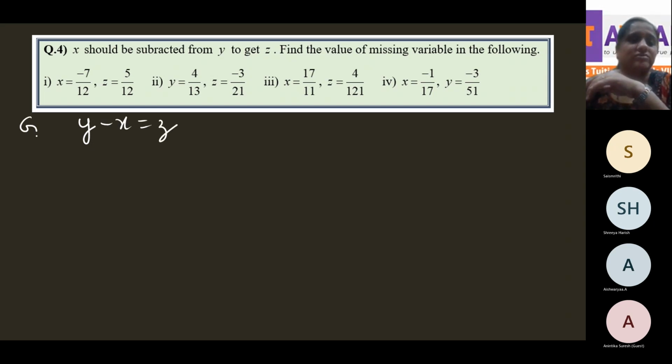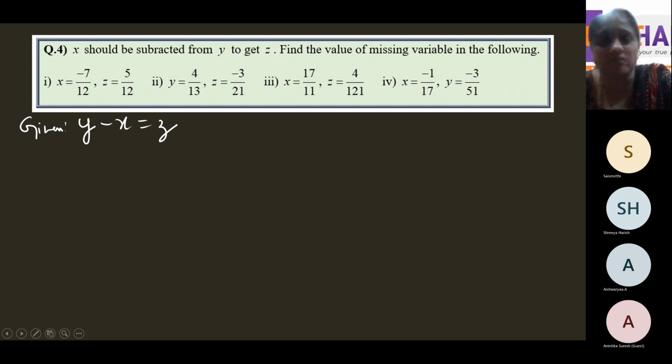This is what is given to us. Given x should be subtracted from y. So after from we have y. So write that first. Minus x to get, meaning equal to z. Yes. Third one is a test. All of you do the third one.